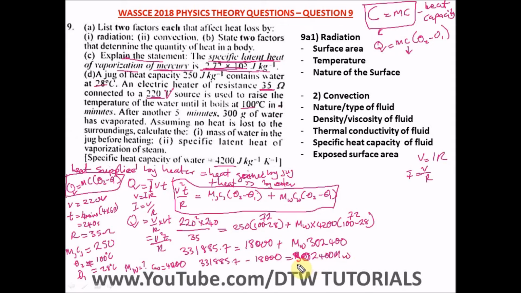Okay, where we have to divide both sides by 302,400. So divide by 302,400, and this will cancel out this. So when you subtract this from this and divide by this, we're going to get MW is equal to 1.03798 kg. That's the mass.